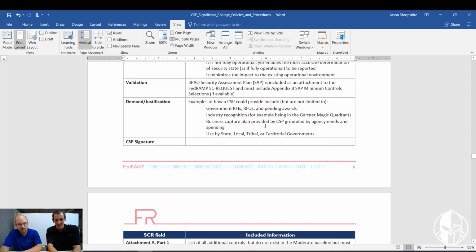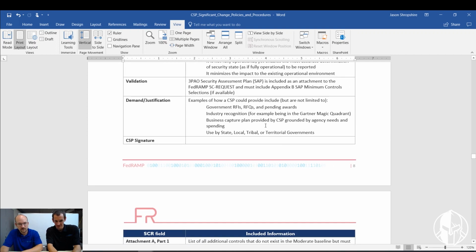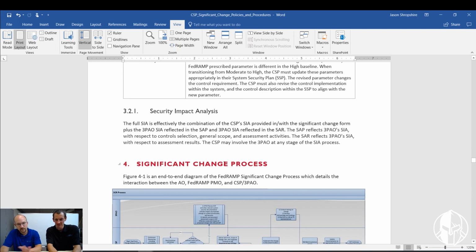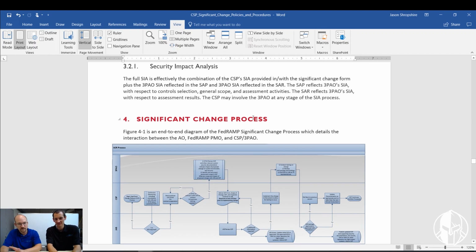Yes. So here, I think they're just going through the fields and the forms, and then we get to these nice process flow diagrams.